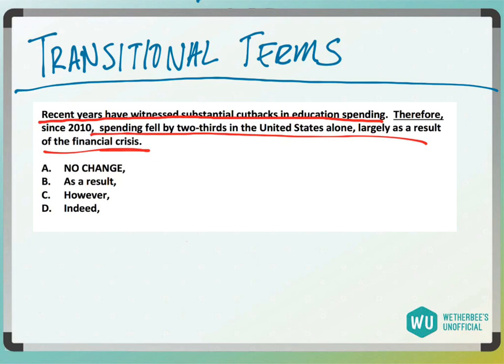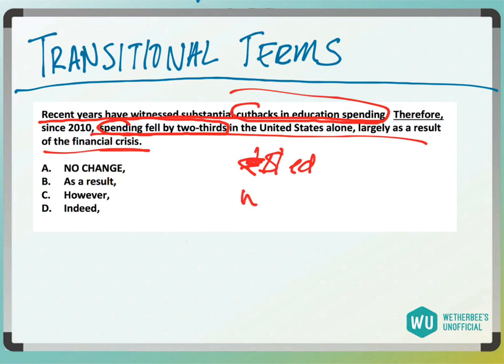So the sentence before is "Recent years have witnessed some substantial cutbacks in education spending." So it's like, oh, there have been cutbacks in education spending. And then "spending fell by 2/3." So this is giving you specifically what the spending is falling by. So it's like, oh, there are decreases in money for education, and then more specifically, how much spending has decreased by.